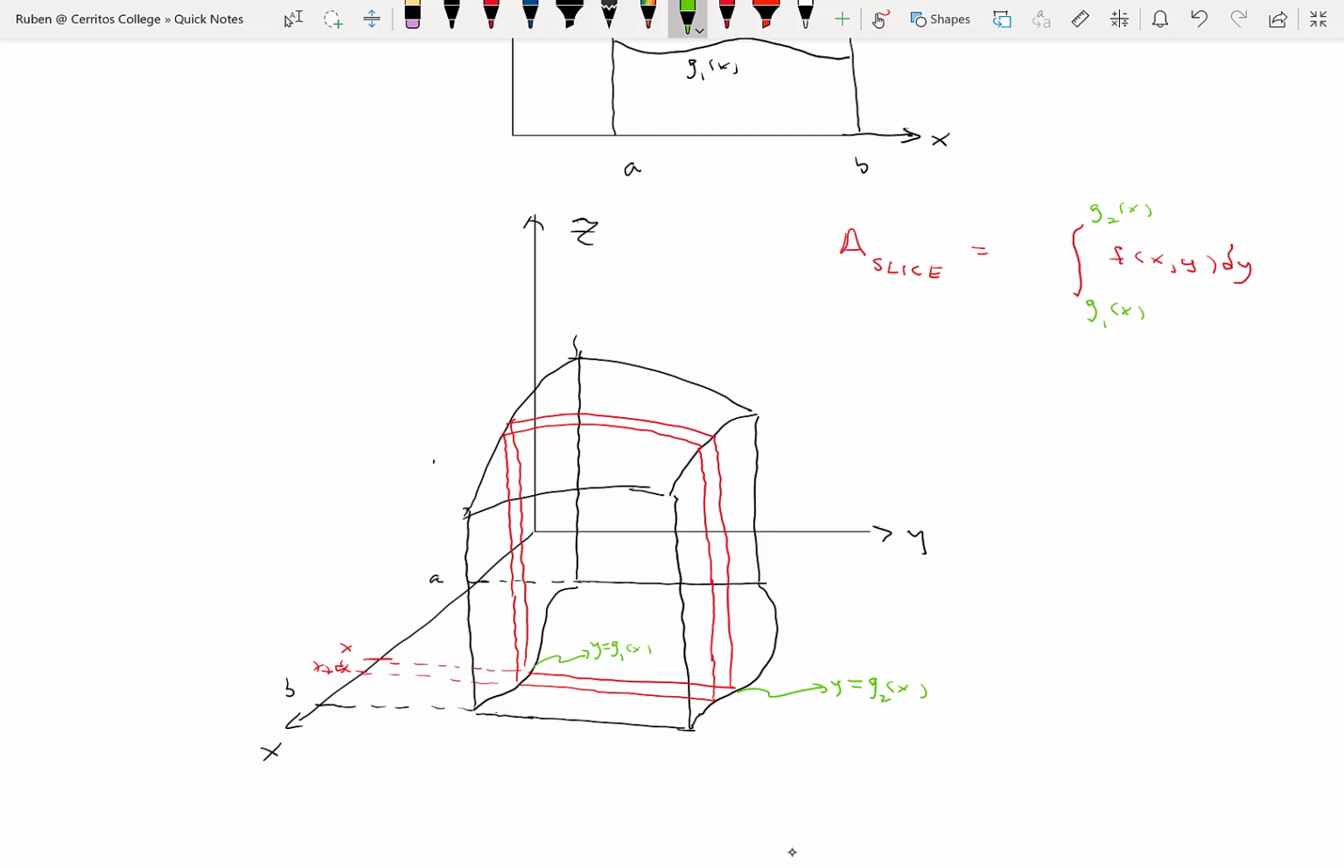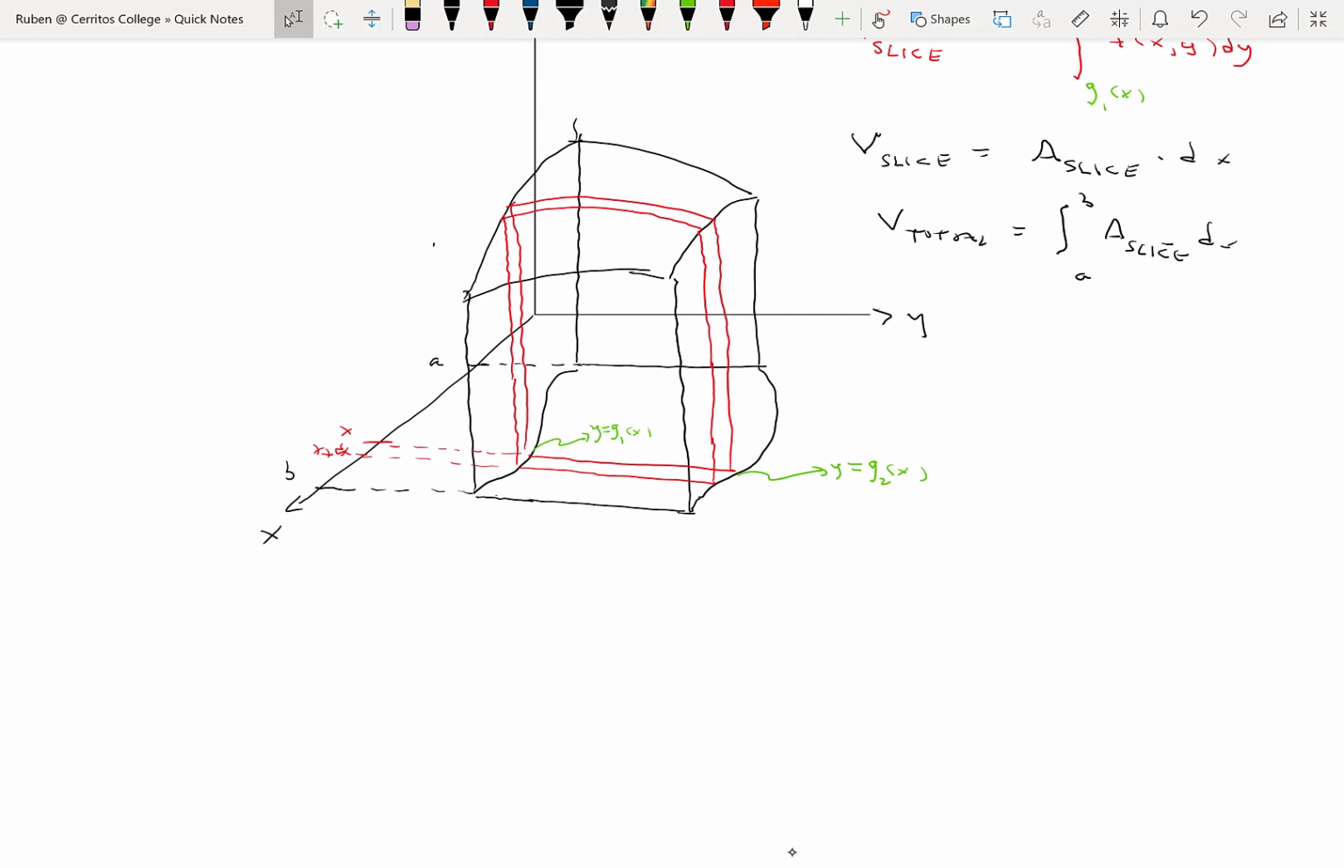The rest of the integral is the same. We multiply by dx to get the volume of the slice. We multiply the area of the slice by dx. Then we get the total volume by integrating that quantity as x ranges from a to b. But the integral looks different than before.